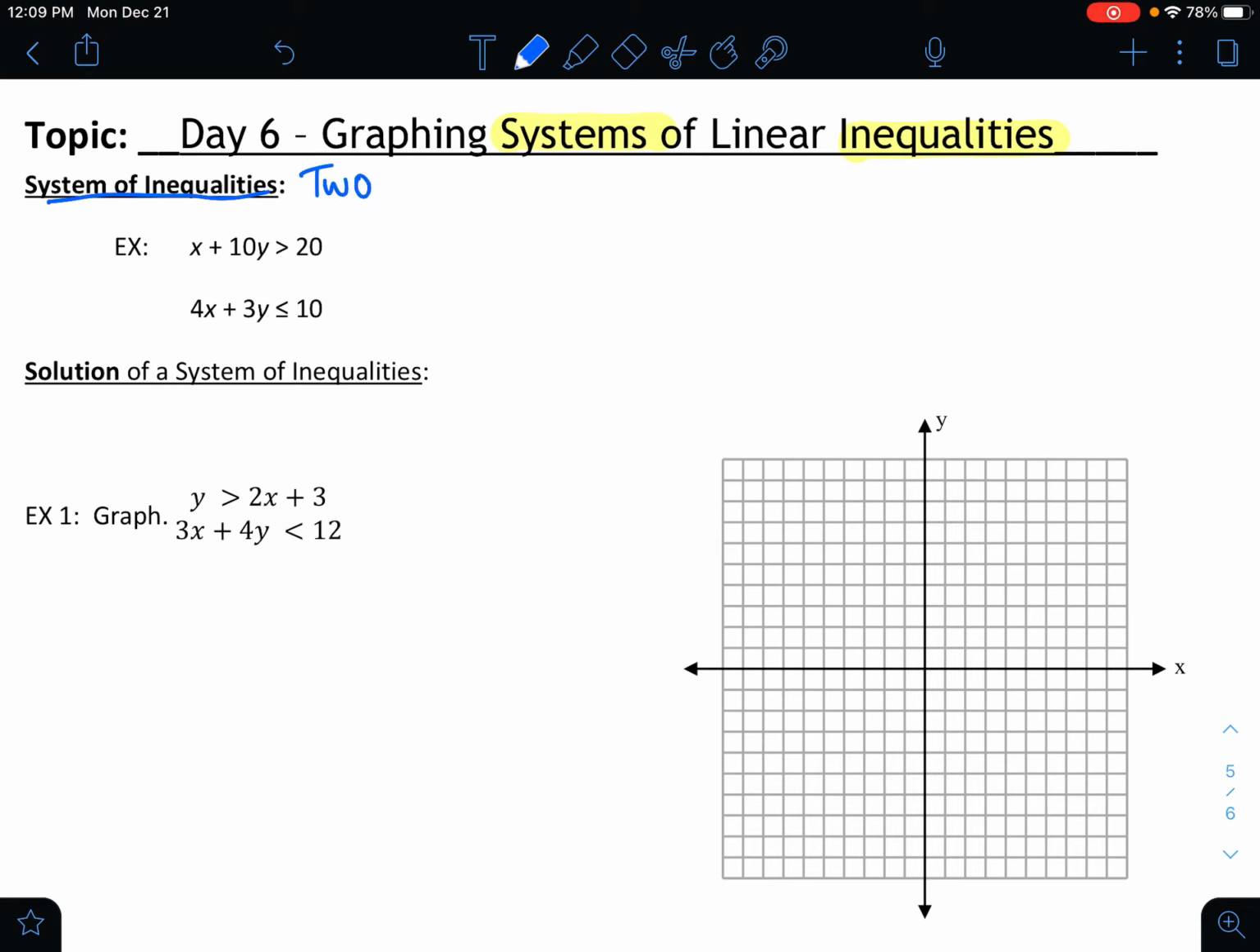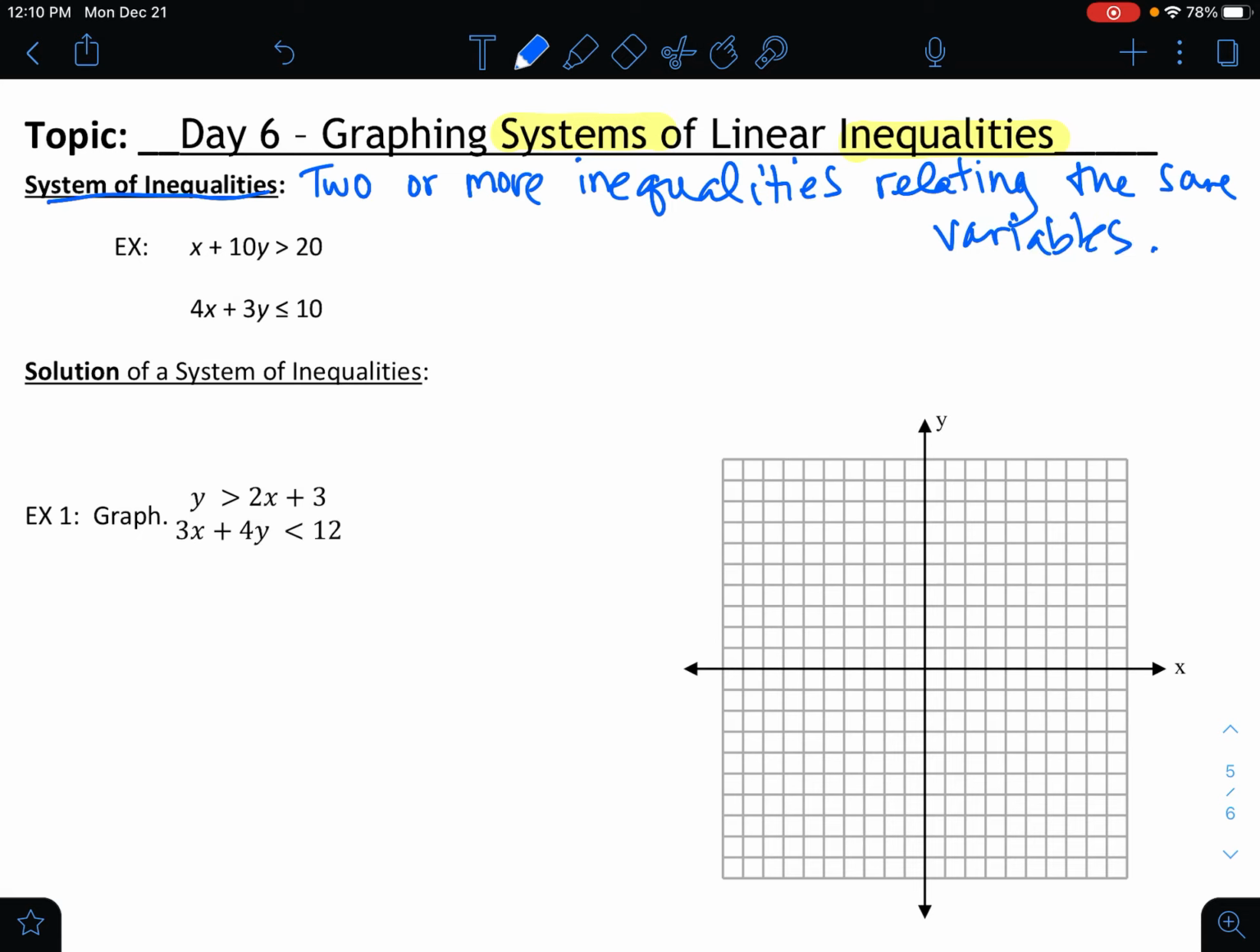A system of inequalities is two or more inequalities relating the same variables, meaning they have both x and y. For Algebra 1, we will just have two inequalities. They both have x and y. So this right here is a system of linear inequalities.